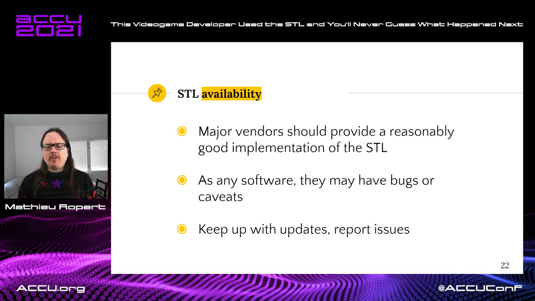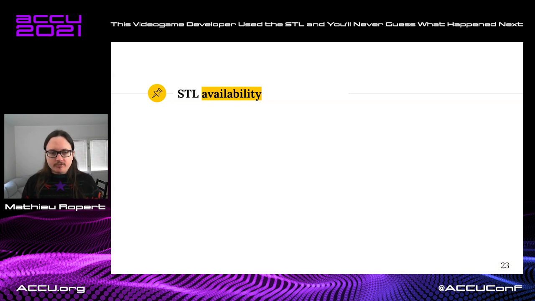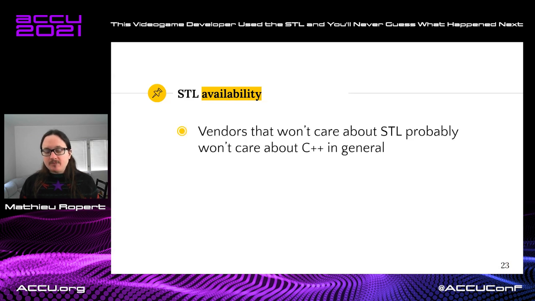I do remember that in the past it was sometimes a bit stressful to upgrade compilers. Nowadays, I don't think this is as much of an issue, especially since they try to keep compatibility between releases and things like that. So my big recommendation, if what you hear is that, oh, I can't use the STL because it's not available, is just update your software.